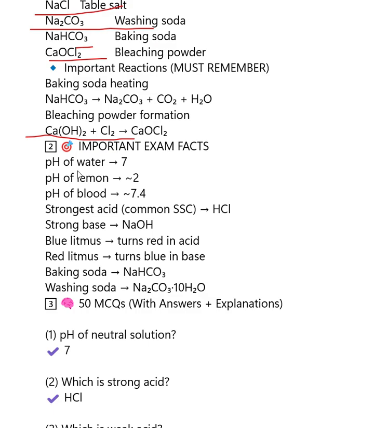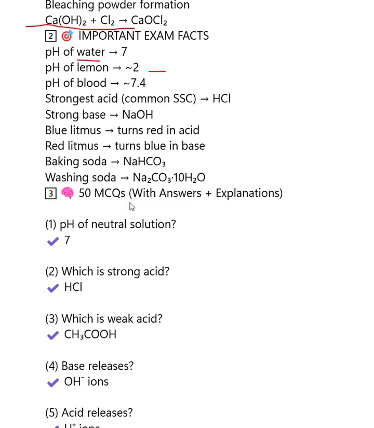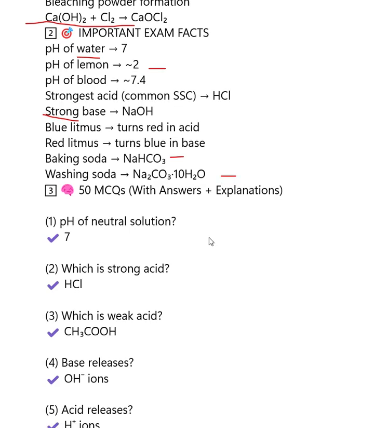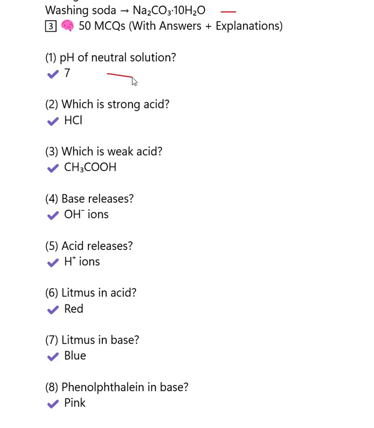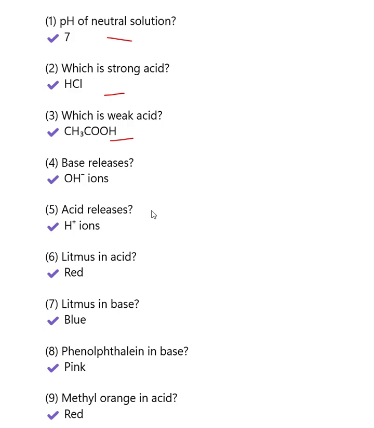pH of water is 7, lemon is 2, and of the blood is 7.4. Strongest acid is your HCl. Strong base is your NaOH. Blue litmus turns red in acid, and red litmus turns blue in base. Baking soda chemical formula is NaHCO3. Washing soda is Na2CO3.10H2O. pH of the neutral solution: 7. Strong acid is HCl. Weak acid is your CH3COOH.